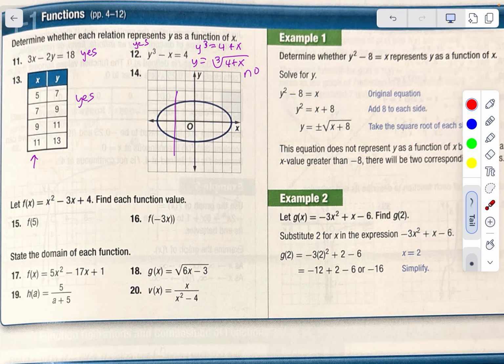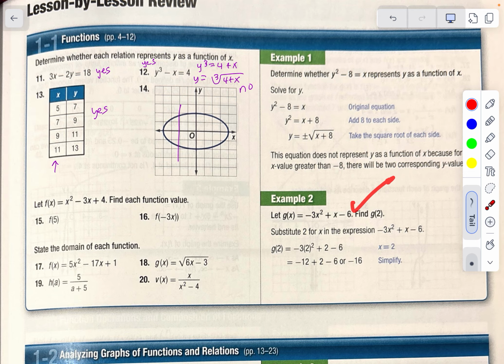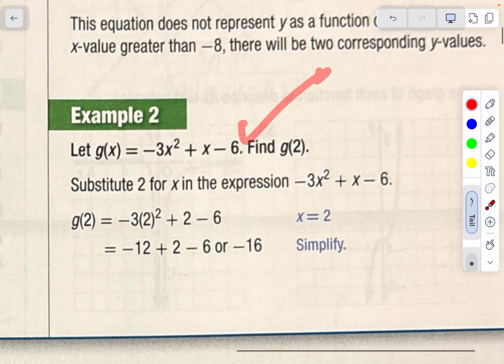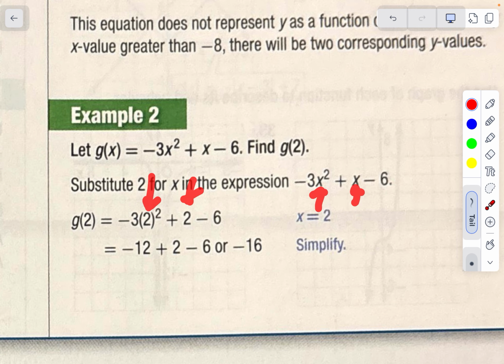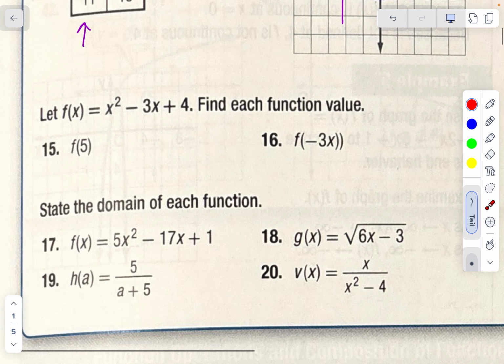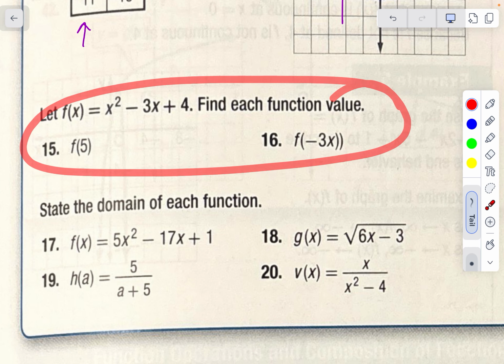Now, the next thing that we did in section 1.1 was plugging into functions. If you notice, we have this g of x function over here. To find g of 2, you see how they've replaced the x's with 2's. Once you do that, you do have to follow order of operations. So be mindful of that, okay? Let's do some of these ones right here.